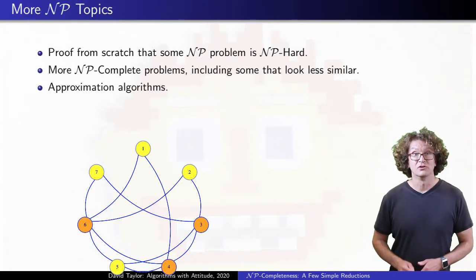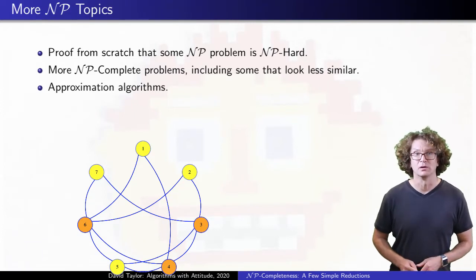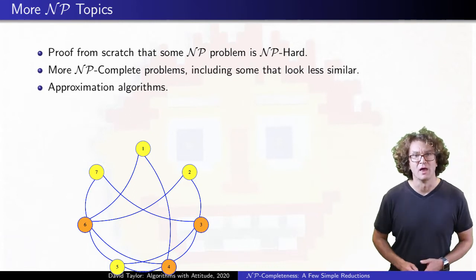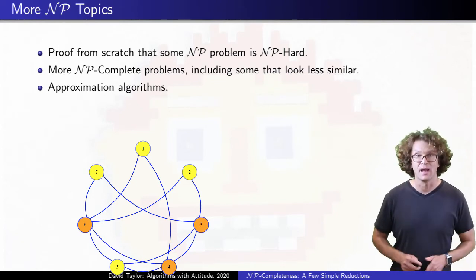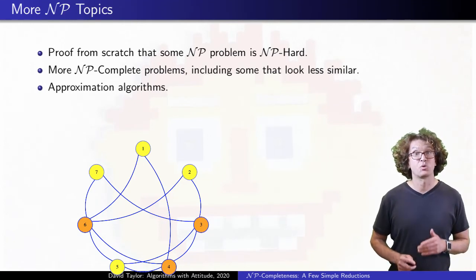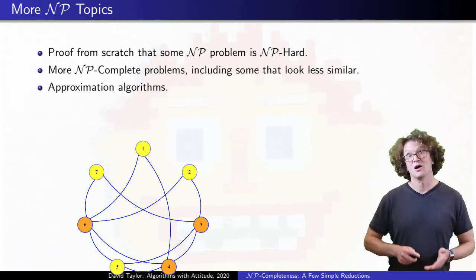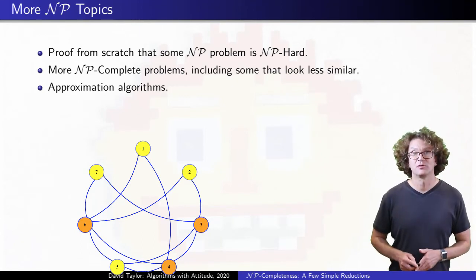The next thing to cover is a proof from scratch that some NP problem is NP hard. I took it as given that Clique is NP hard, but we should prove that. The problems we used here were all similar looking graph problems, but there are NP complete problems in pretty much any area. And you could make an entire course out of studying approximation algorithms, polynomial time algorithms that don't perfectly solve optimization versions of NP complete problems, but that can guarantee that their performance isn't too bad.